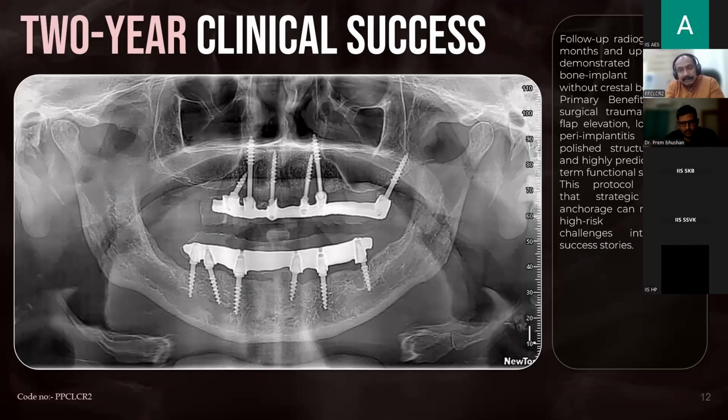And these types of implants are very suitable for diabetic smokers. And the third main factor is time. It can be given within a period of 3 days or 72 hours, not more than that.